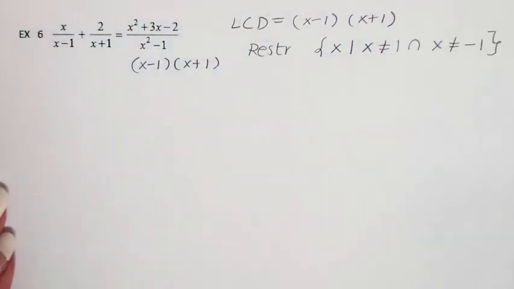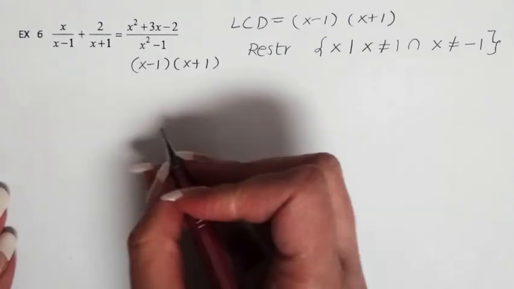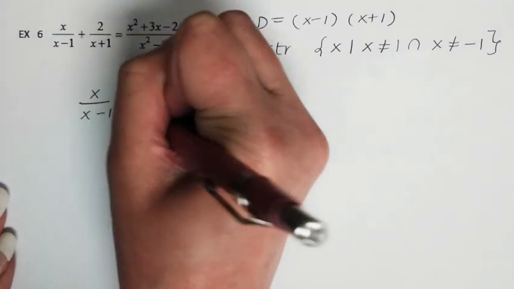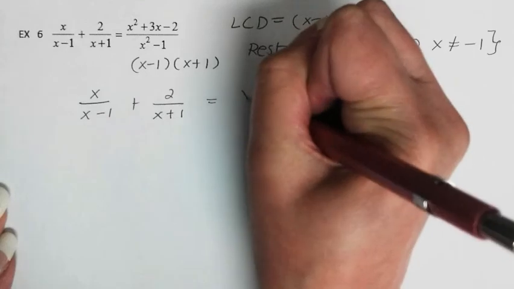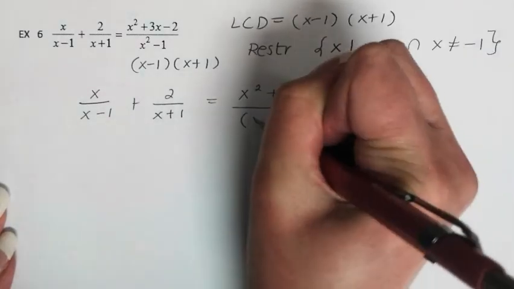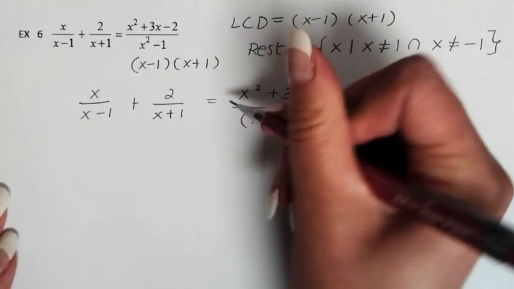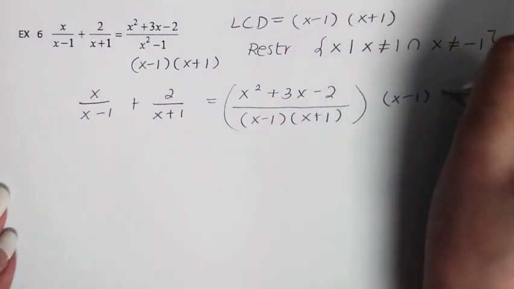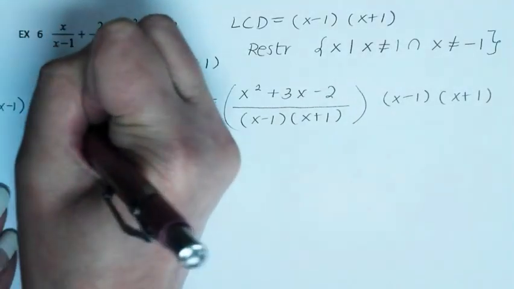Okay, so after that, what you are going to do here is you are going to multiply your expression times your least common denominator. Okay, remember that I really like to have my expression with the factors here. Okay, so I'm going to multiply this side times x minus 1, x plus 1, and the other side times x minus 1, x plus 1.